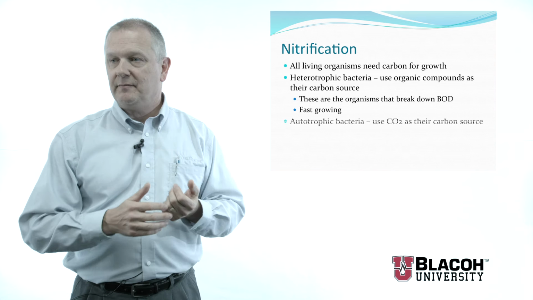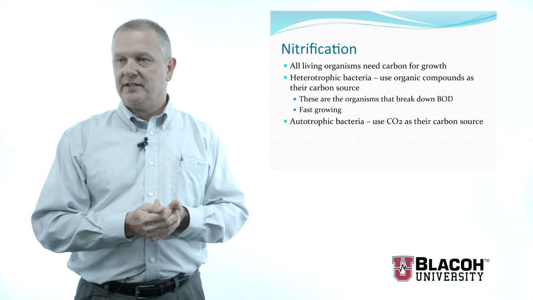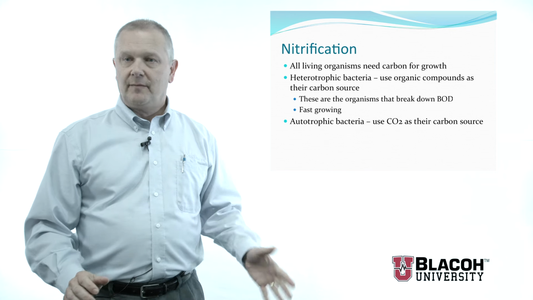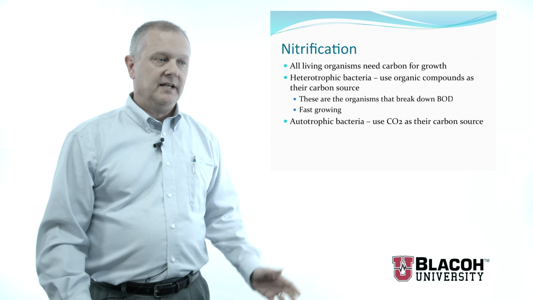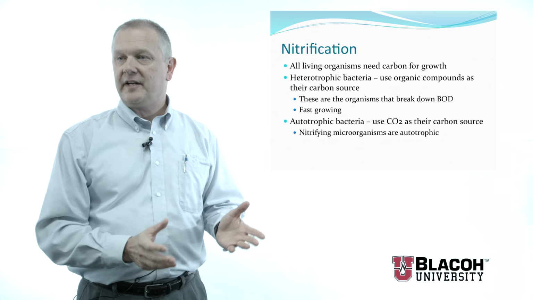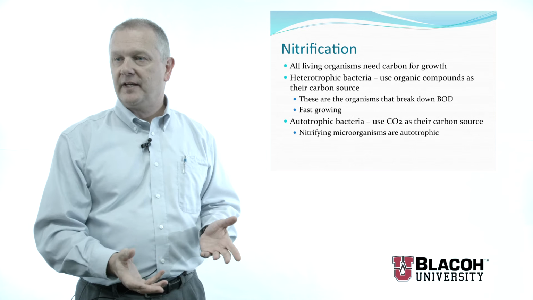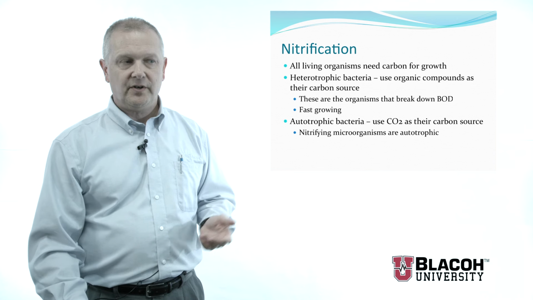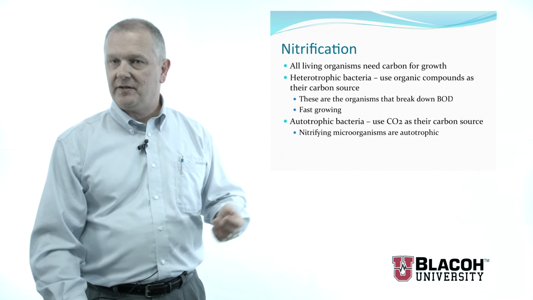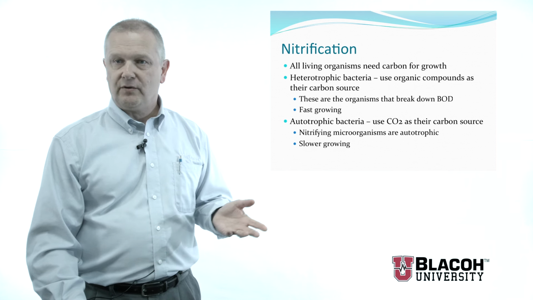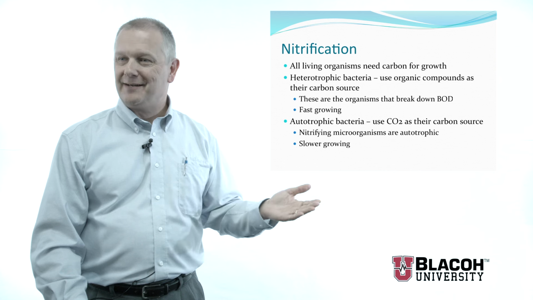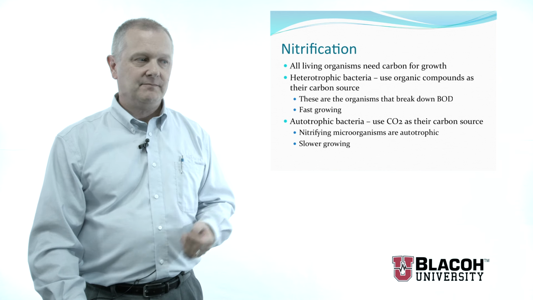There is another kind of bacteria, however, called autotrophic bacteria that use carbon dioxide as their carbon source. The organisms that accomplish nitrification are these autotrophic organisms. So they're different from the ones that break down the BOD and produce the ammonia. And they're slower growing, like plants are slower growing than animals. You can make the analogy.